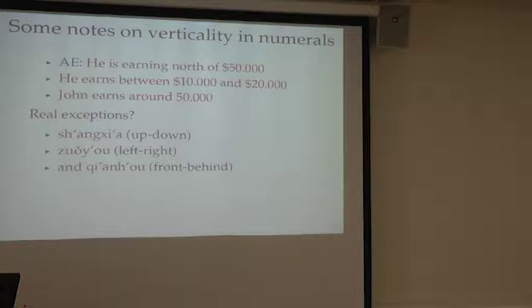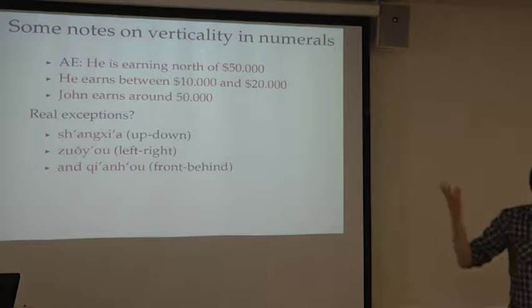Just a few notes before I show what this looks like. There are some seeming counterexamples to this verticality hypothesis, but I don't think they're very severe. So in American English, you can say things like, he's earning north of $50,000, I've been told.